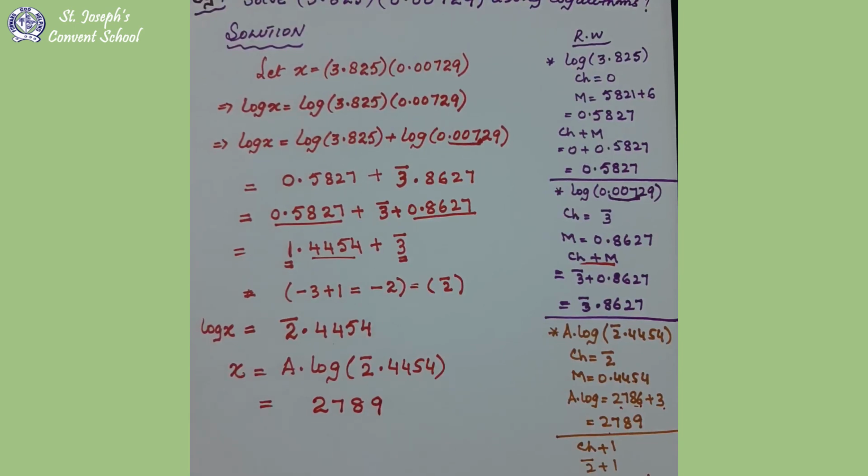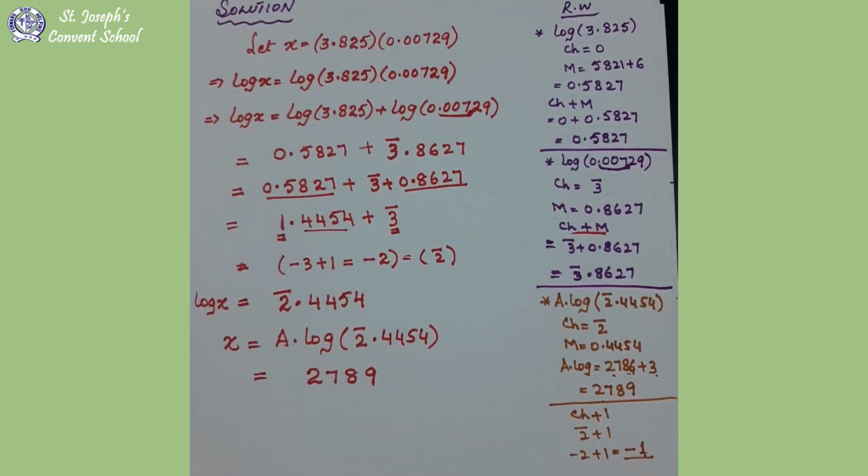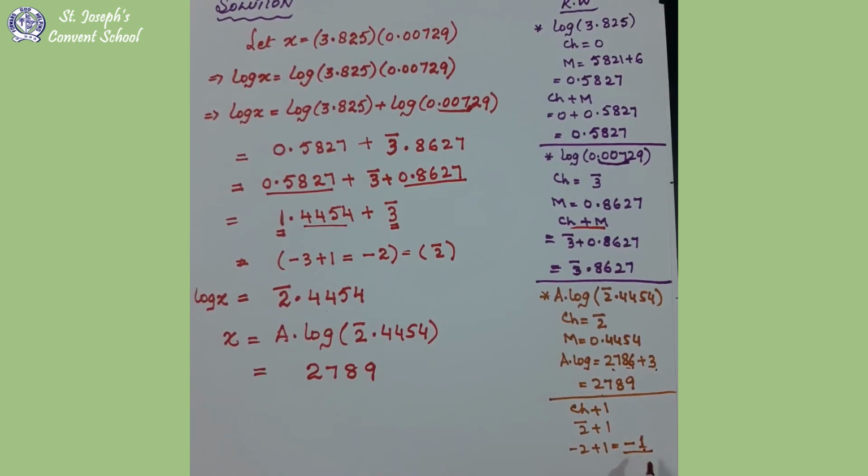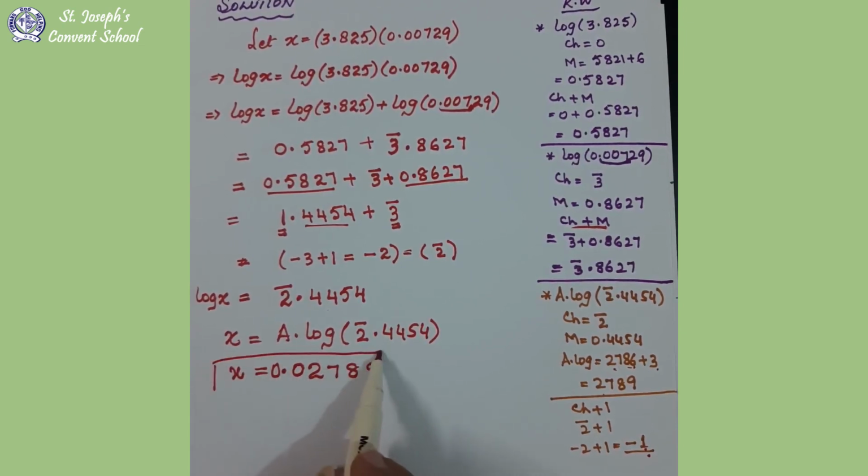Now where to put the decimal? What we do is add 1 to the characteristic. So the characteristic is bar 2. Bar 2 plus 1: bar means minus, so minus 2 plus 1 is minus 1. Minus 1 means you will add 1 zero on the left-hand side. The minus sign shows that it goes on the left-hand side, and 1 means one zero. You will write 1 zero, then put the decimal. So this is the value of x. This is the answer.